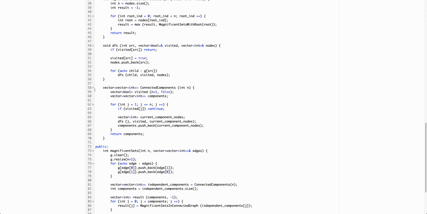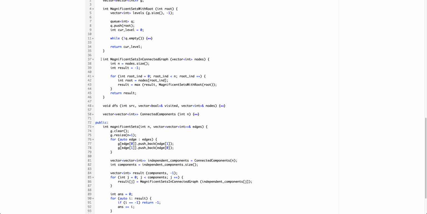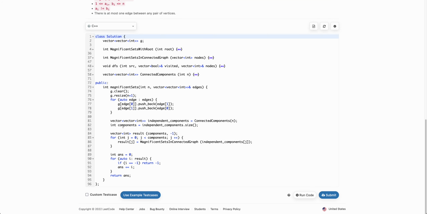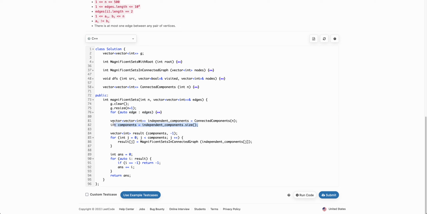So I have refreshed this, so this expanded everything. What we have done is we have just built our graph first, as this is very simple. Then we have found out the components, the connected components.